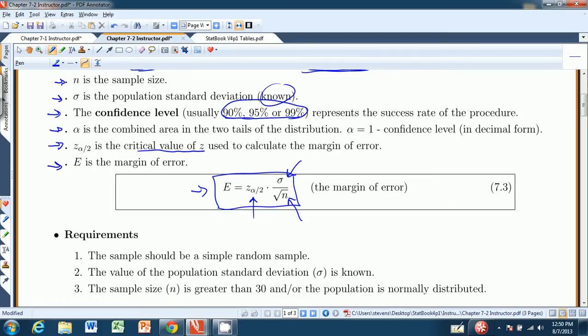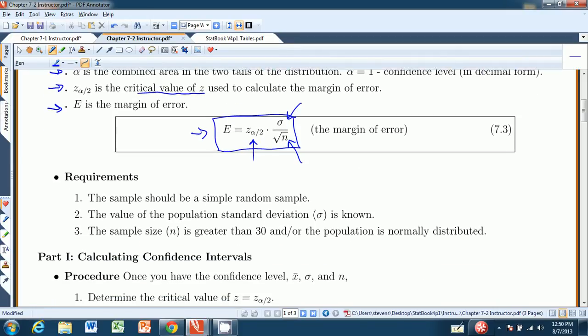And before we proceed, there are a few requirements. If you're dealing with a sample, it should be a simple random sample. Right? We really shouldn't be clustering or stratifying these things, and we certainly want a good random sample, at least for starters. The value of the population standard deviation, sigma, is known. Right? And in practice, that is unlikely to be the case, but it helps us in a few ways as we proceed through this particular chapter.